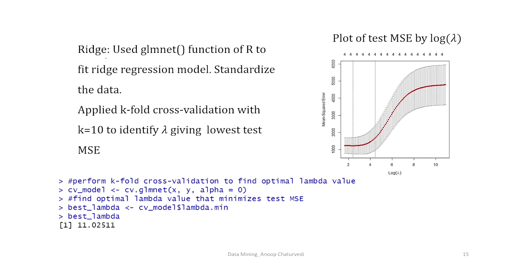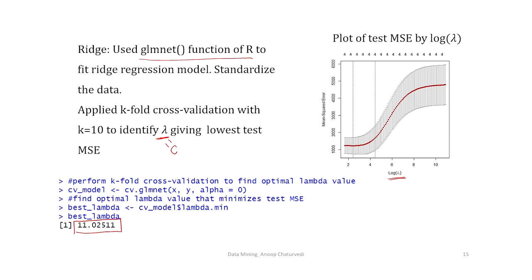Now, we obtain the ridge estimator, and again to fit the ridge regression model, we use the glmnet function of R. So, your first problem is to obtain the value of C, which is the same as lambda here. So, this lambda is the same as our C. We applied K-fold cross validation with K equal to 10. That is, we are applying 10-fold cross validation for obtaining C giving the lowest test MSE. So, ultimately we obtain this best value, 11.02511, and here is the plot of test MSE against log lambda.